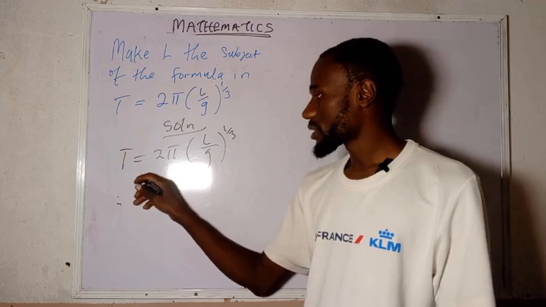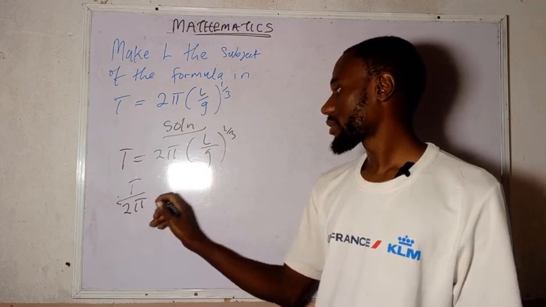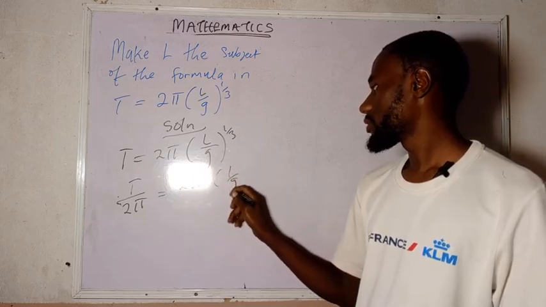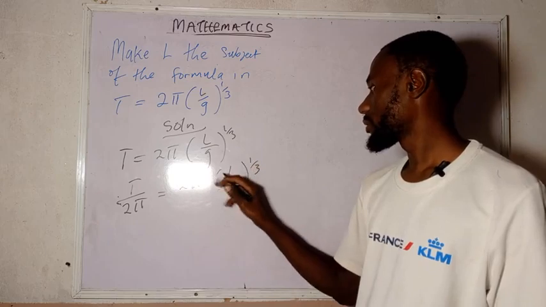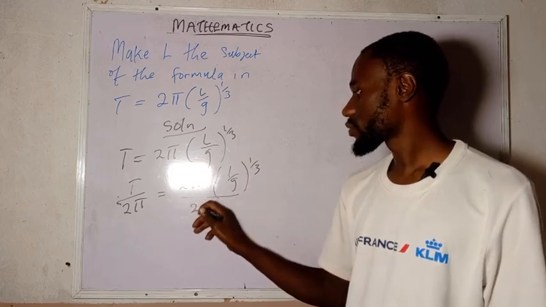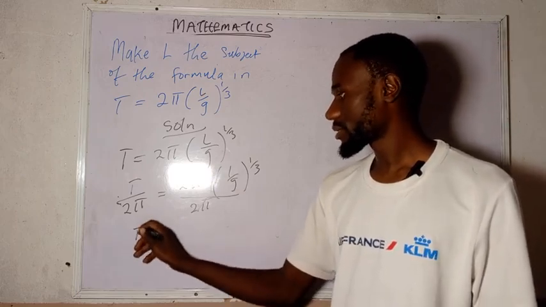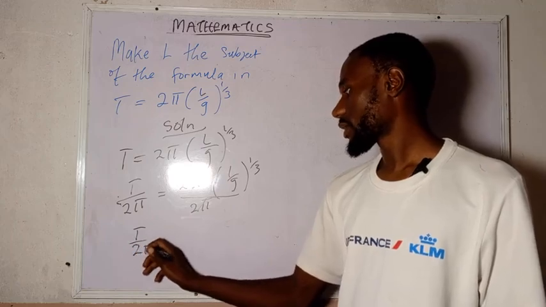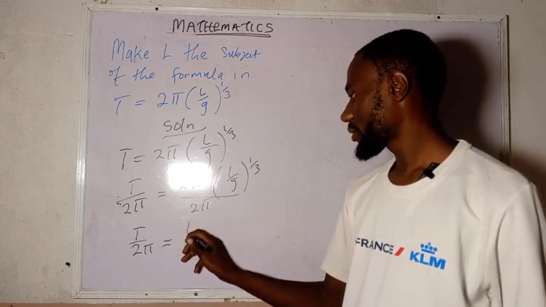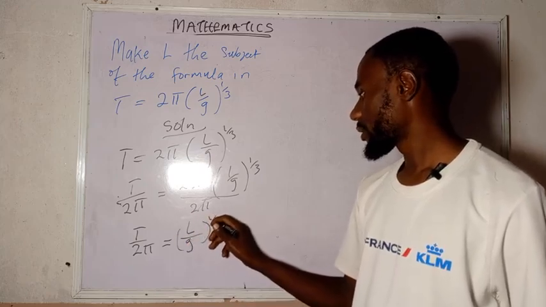Okay, then we say T all over 2 pi is equal to 2 pi times (L over G) to the power 1 over 3, all over 2 pi. The 2 pi cancel out, and we remain with T all over 2 pi is equal to L over G, to the power 1 over 3.